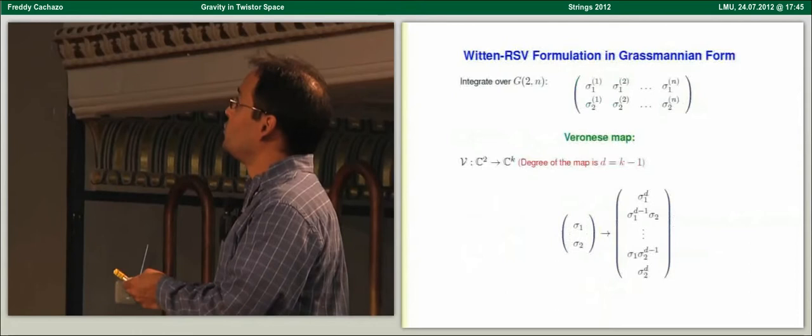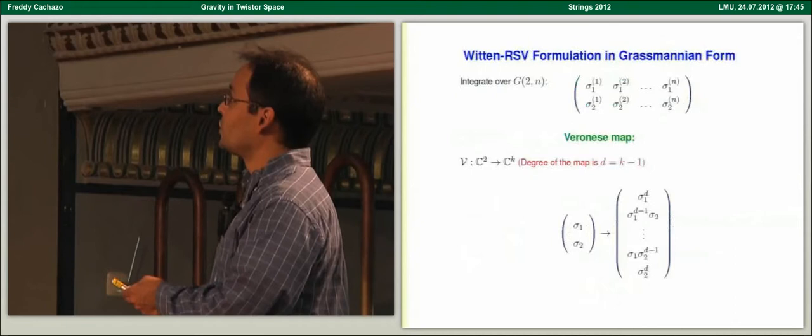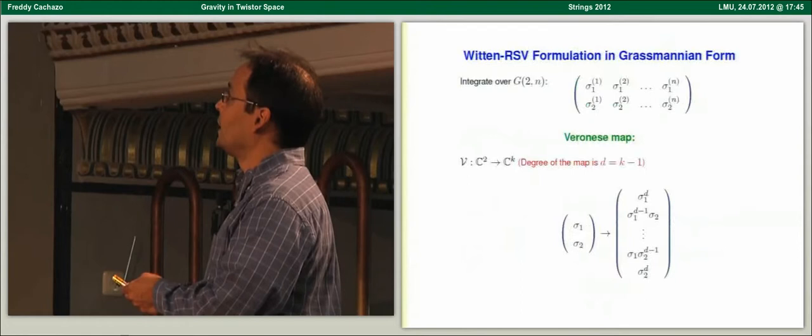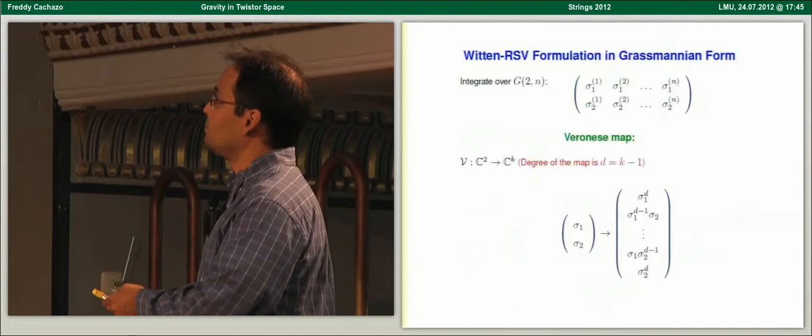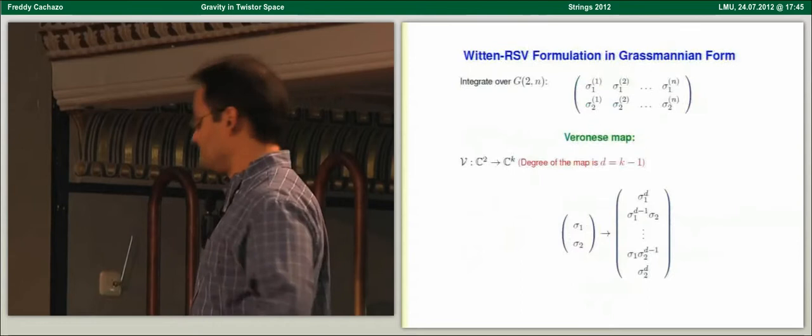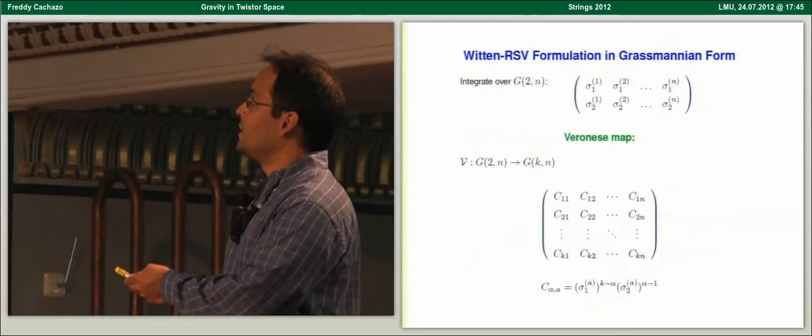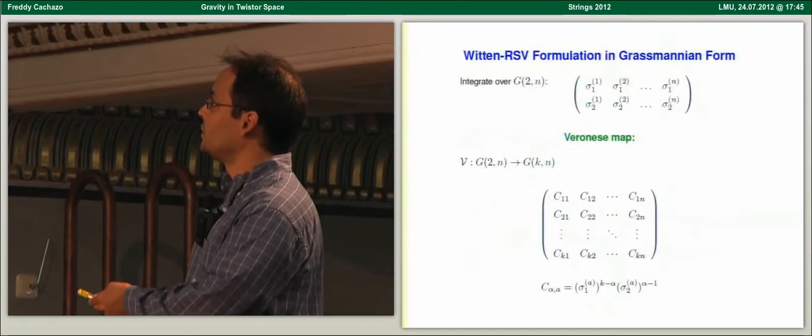I want to boost this into a Ck space using a very standard construction in algebraic geometry called the Veronese map. This is a map of degree d. Once again, d is equal to k minus 1. And this is what it does to any of these columns. It maps a column in C2 to a column in Ck. So we can do that to the whole matrix, and we define a natural map from the Grassmannian of two planes into the Grassmannian of k planes, where each of the entries of this matrix is given by this form.